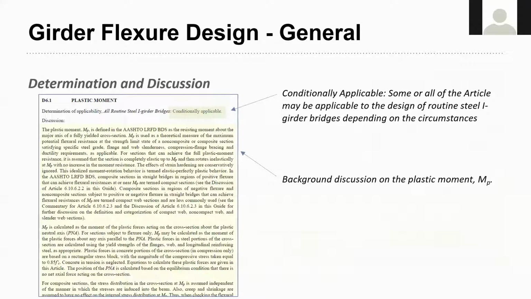So what's given here, it gives you a lot more background discussion on the plastic moment, when it's applicable, how you should apply it, where the calculations are to come up with this, and how to come up with that. And it gives you the AASHTO article, not a direct link to the LRFD itself. And it explains what the plastic neutral axis is, explains what the plastic moment is, and how that's used in your computation.